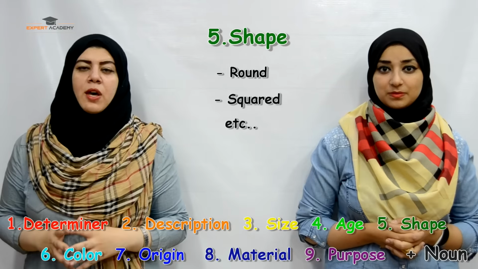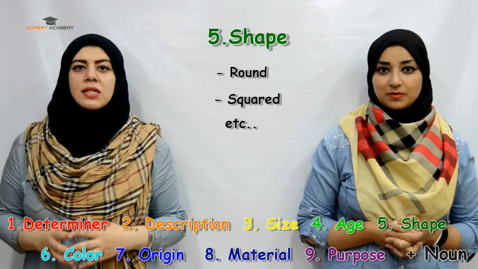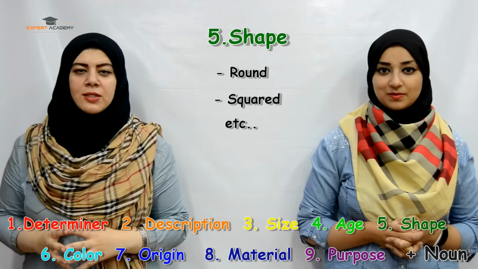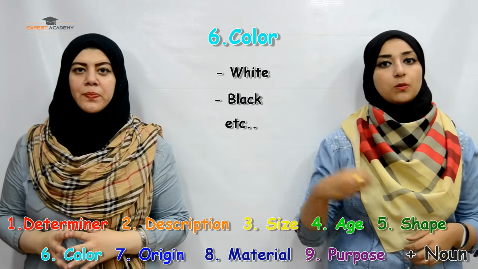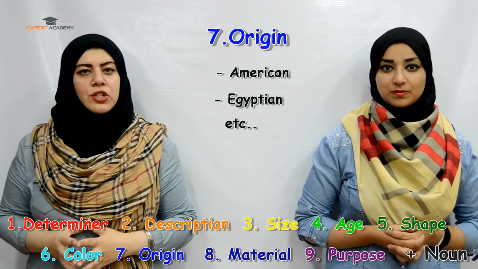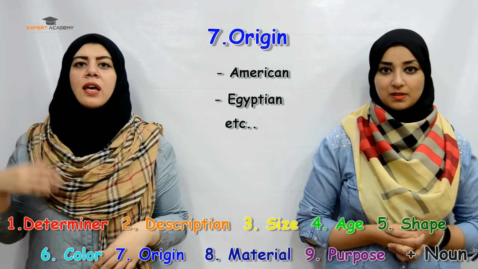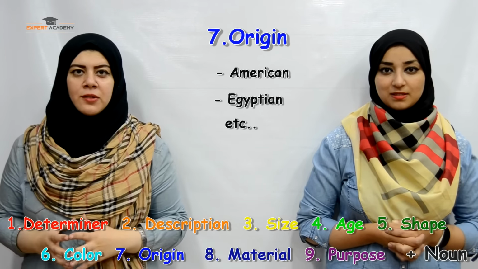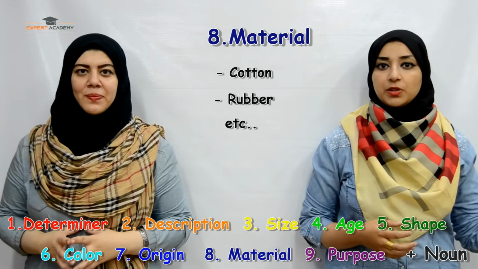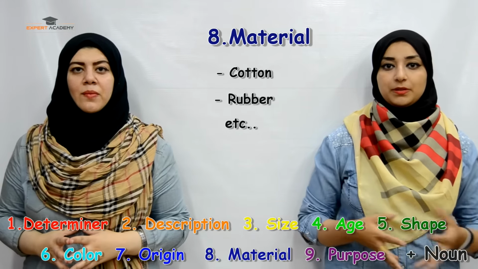Number 5 is the shape. We mean with the shape the outer frame of the things, like we say round, like we say triangled or squared things. And here is the color, like white, blue, black. Number 7 is the origin, means the things where they came from or people where they came from, like American, Canadian, Egyptian even. Then the material, the material the thing is made from, like cotton, polyester, or rubber.